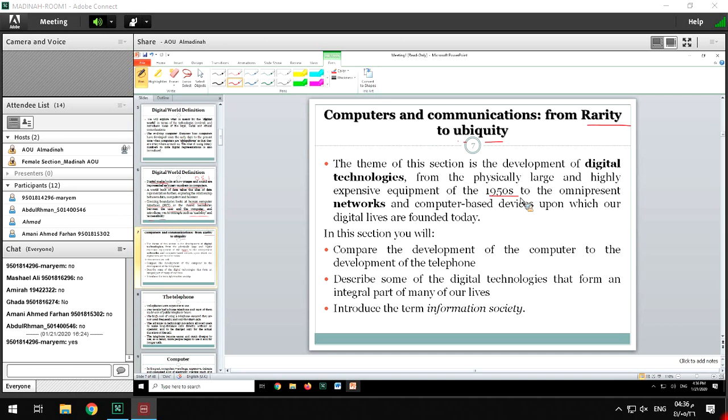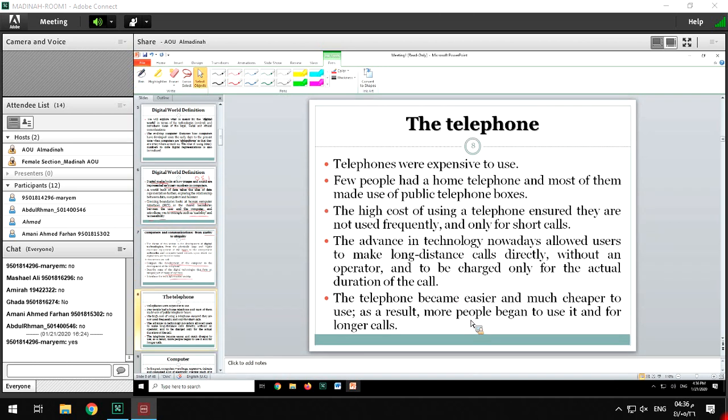In this section you will compare the development of computers to the development of telephones or mobile phones. Describe some of the digital technologies that are an integral part of our life, and introduce the information society. What is the information society? We'll start with the telephone.